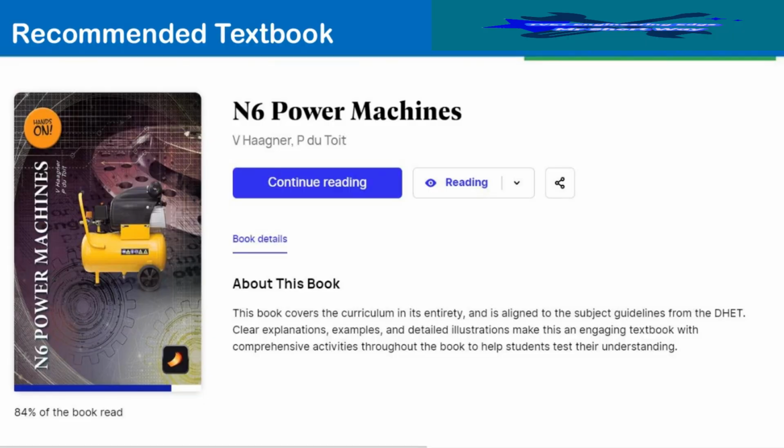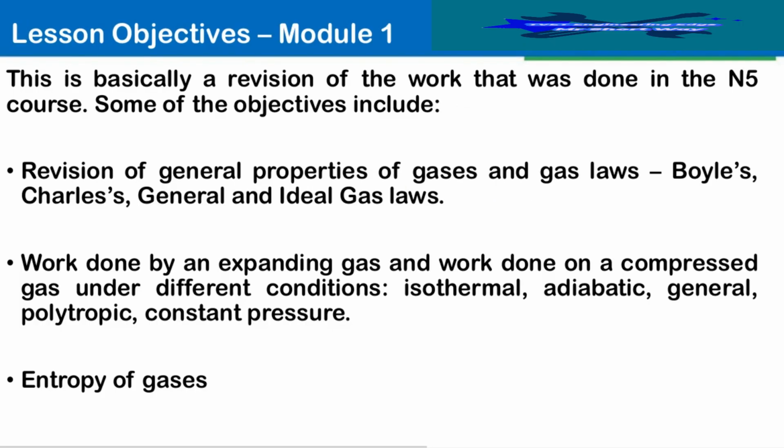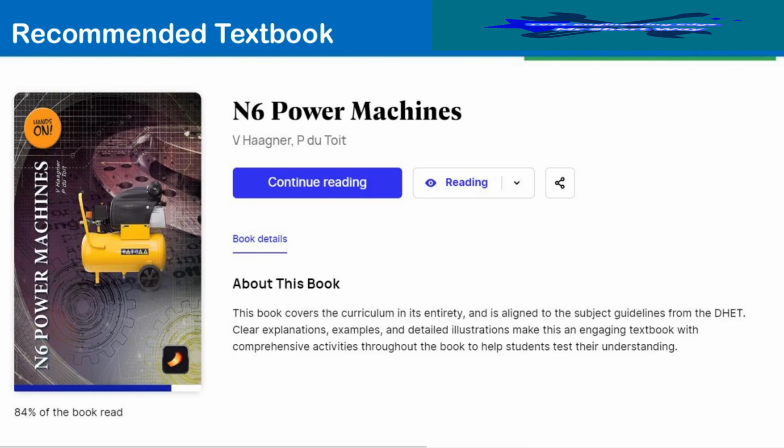This is the textbook we use for N6. It hasn't changed. You guys are probably first timers, but they haven't changed the textbook. It's the same textbook I've been using for years now to teach this course. There are obviously other similar N6 Power Machines textbooks that you can use as a reference or guide when studying, if you want a different set of examples, but this is the actual recommended textbook in your study guide.